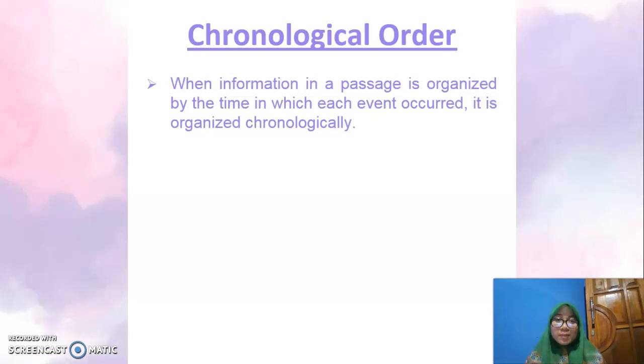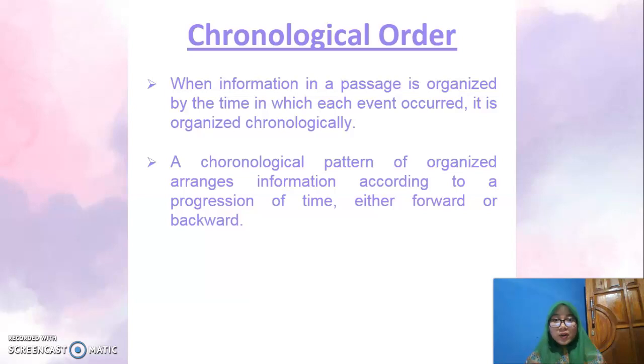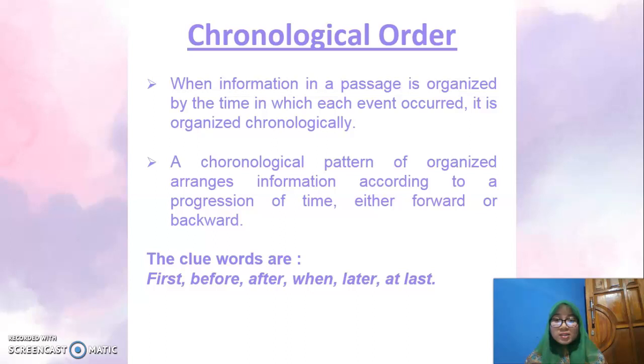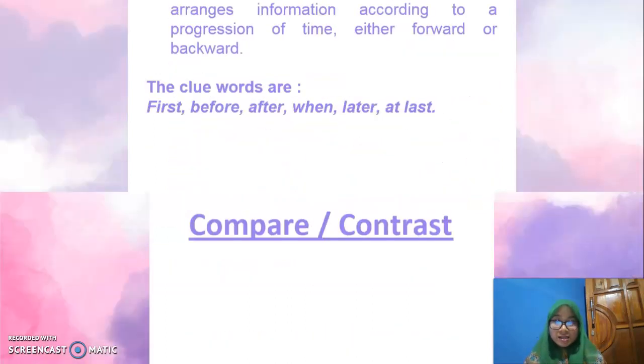Chronological order. When information in a passage is organized by the time in which each event occurred, it is organized chronologically. A chronological pattern of organization arranges information according to a progression of time, either forward or backward. The clue words are first, before, after, when, later, and others.